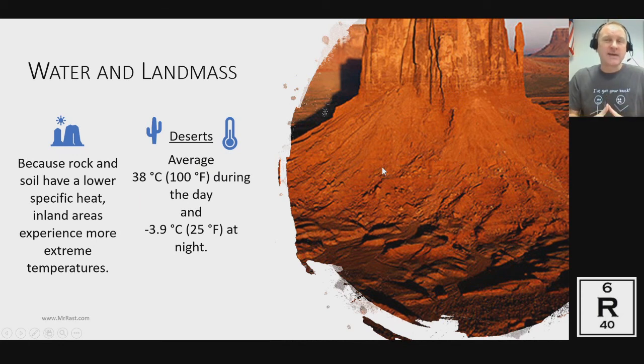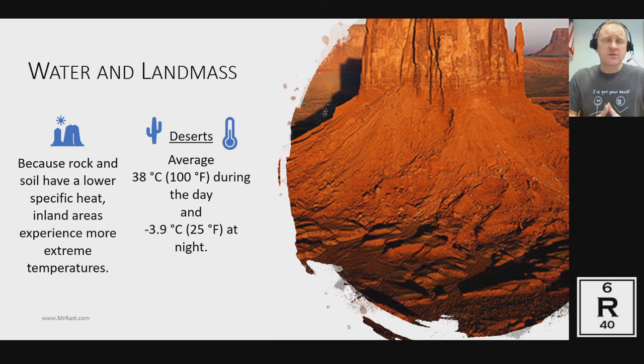And if we think of deserts, we think, yes, deserts are really, really hot. And yeah, I looked it up. Deserts' average temperature during the day is 100 degrees Fahrenheit or 32 Celsius. But a lot of people don't realize at night, deserts get extremely cold. The average temperature of a desert at night is 25 degrees Fahrenheit or negative 3.9 Celsius. So it gets very, very extreme.